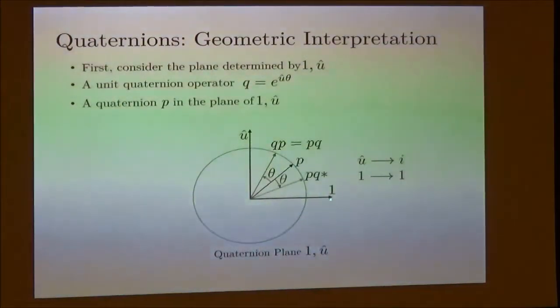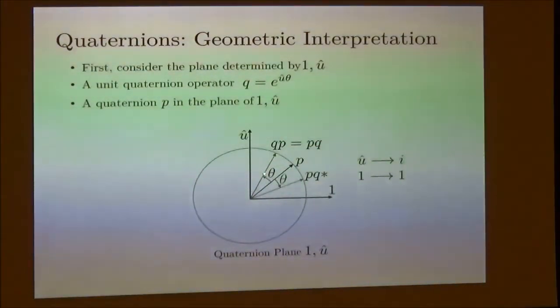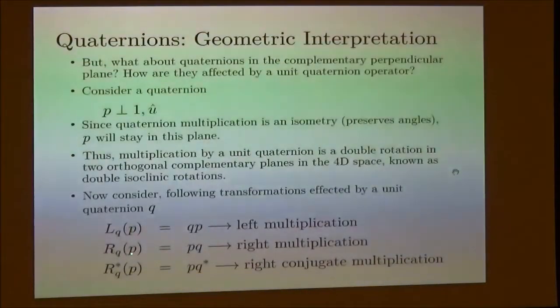So let's first consider our quaternion plane formed from 1 and u hat. All right, and we have a unit quaternion operator, e to the power u hat theta, and we have a quaternion P, which is in this plane only. Now remember, a general quaternion is not necessarily going to be in this plane, so there are components of P in the orthogonal complementary plane of 1 and u hat. But let's see what happens to the components of the quaternion P in this plane. Now we have already seen that this plane is isomorphic to the complex plane, which means that if you pre-multiply P with Q, it is going to rotate in this plane by an angle theta in the counterclockwise direction. And the effect is the same if you have Q on the right-hand side, because we have commutativity for the complex numbers. So whether you multiply Q on the left or on the right, P is always going to rotate in the counterclockwise direction. So that's your left multiplication and right multiplication right over here.